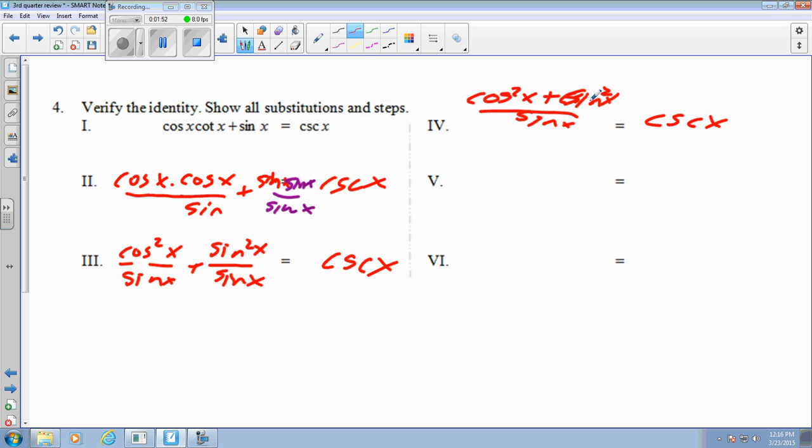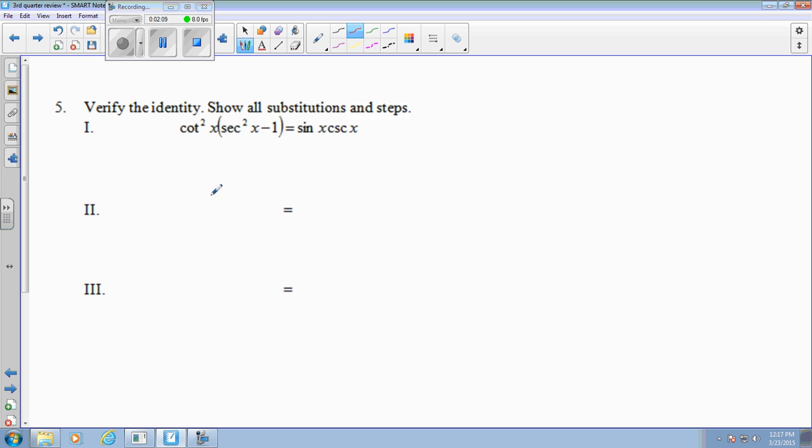And I know that the sine squared plus cosine squared, commutative property, I can write them the other way. That's equal to 1 over the sine x, which is the cosecant, which is equal to the cosecant. Let's try the next one.